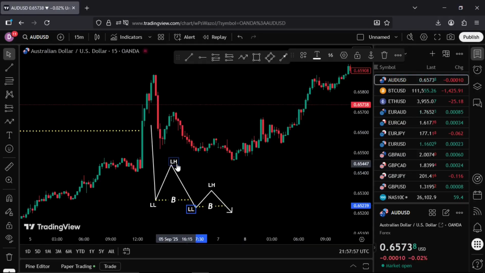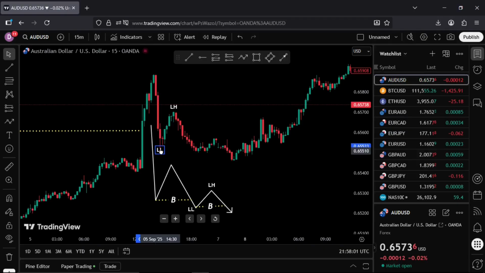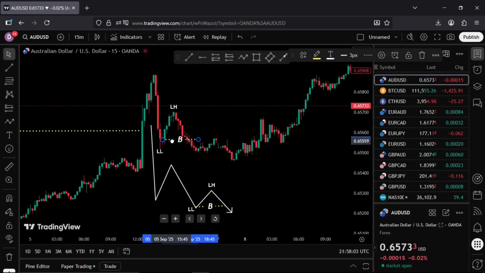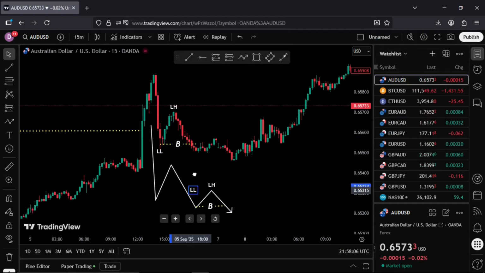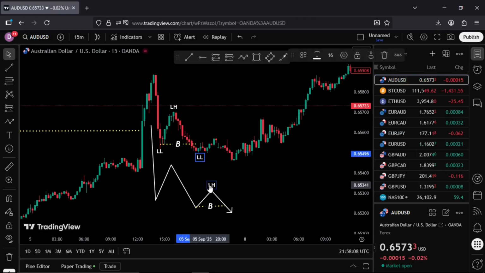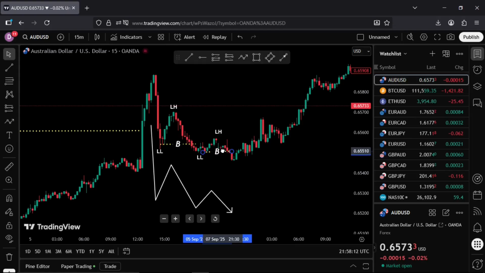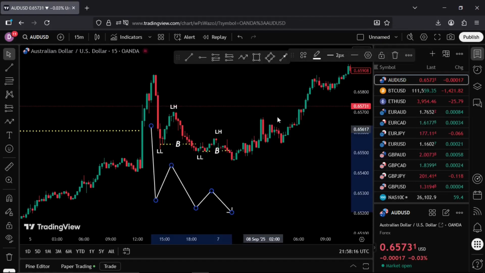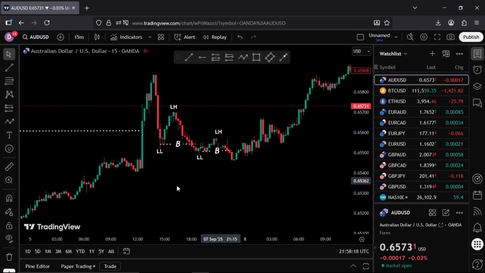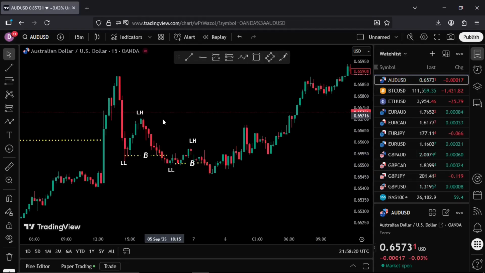If I put them back on the chart, this right here will be our lower high, this right here our lower low, this right here our break, this right here lower low, this lower high, this break. Hope you got that, guys. Let me delete this. So I just used my eyes and marked the structure, which is step 3 of the strategy.